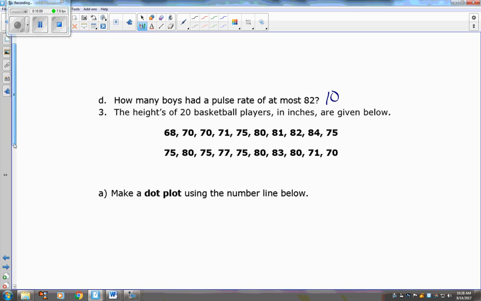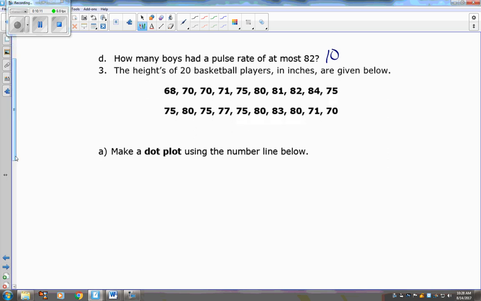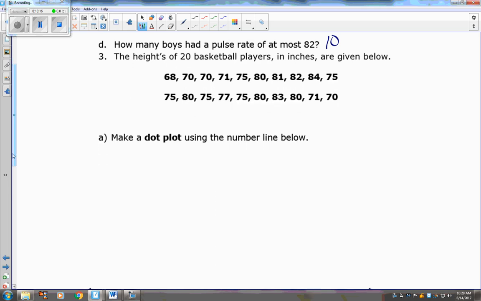The heights of 20 basketball players in inches are given below. We're going to make a dot plot using a number line. Okay, the numbers range from, let's see, the smallest is 68, and the largest is 84. Okay, so here's my number line. And I've got 68 to 84. So this would be 68. I'm going to number all of those.